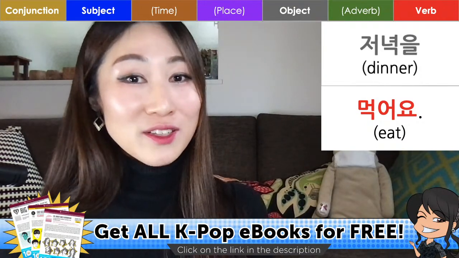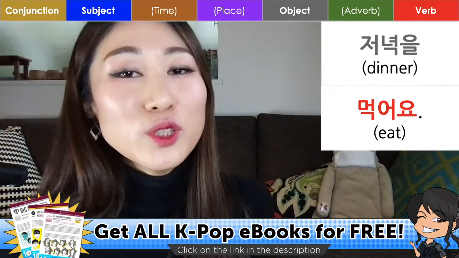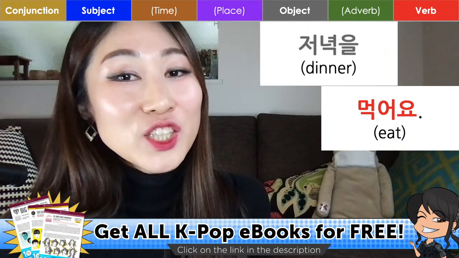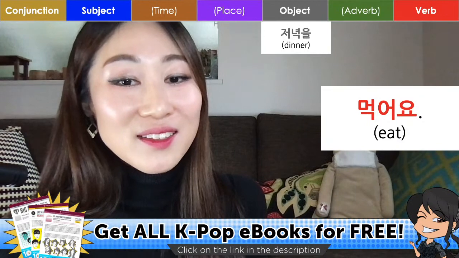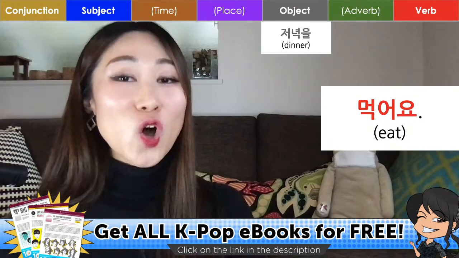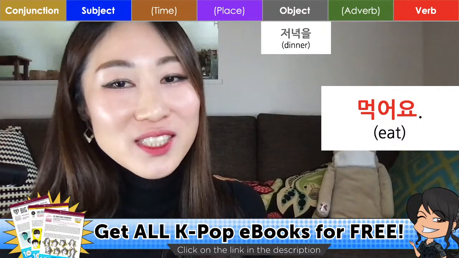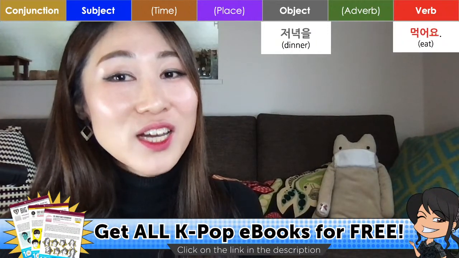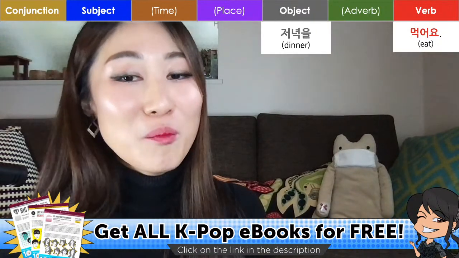I eat dinner. How can I say that? In English, I eat dinner, I have dinner. But in Korean, we put the object first, right? Dinner in Korean is 저녁. And 을 is an object marking particle, saying 저녁 is the object of the sentence. So 저녁을 just means dinner, but as the object of the sentence. How about this? 먹어요 is a verb, right? So it comes at the end. 저녁을 먹어요 means I have dinner or I eat dinner.